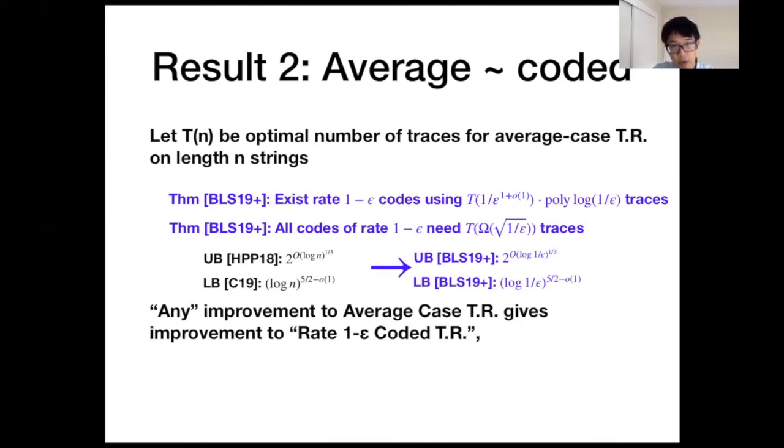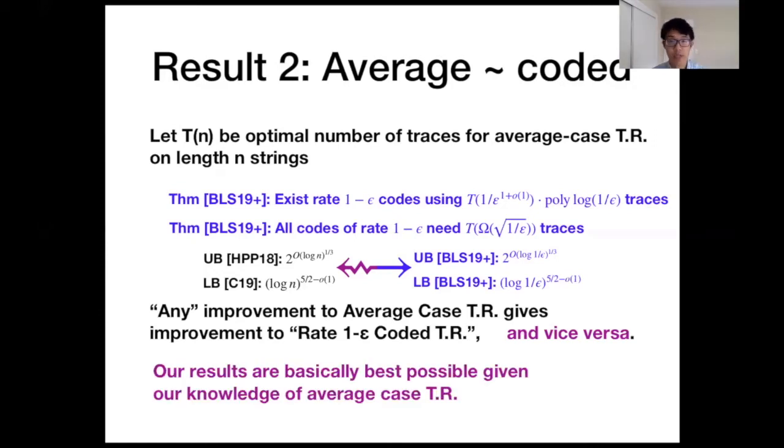Furthermore, notice that both upper and lower bounds involved T of polynomial 1 over epsilon. And because there's logs everywhere, the polynomial just gets thrown into a constant. And so the reverse direction also holds. So any improvement to rate 1 minus epsilon coded trace reconstruction will give you an improvement to average case trace reconstruction. The "any" is in quotes and the arrow is squiggly because there's a polylog factor in our upper bound, and so this vice versa holds up to polylog factors.